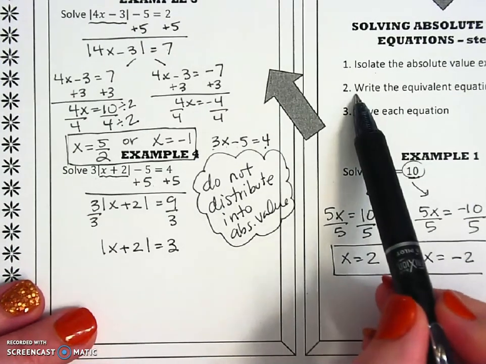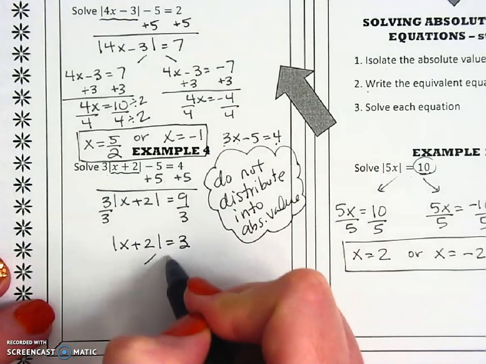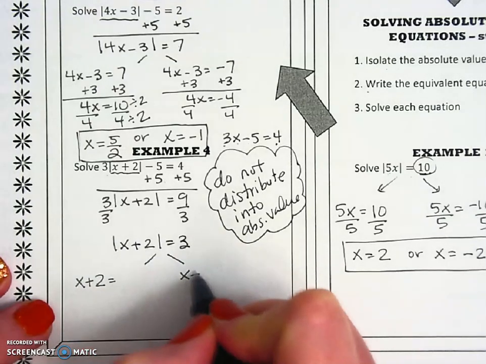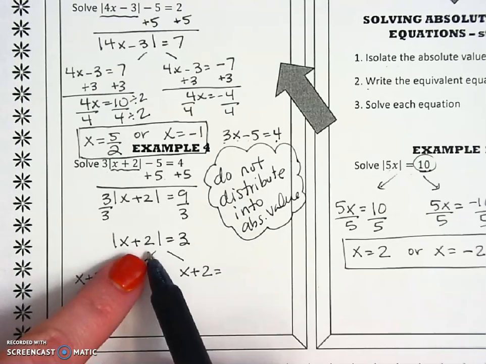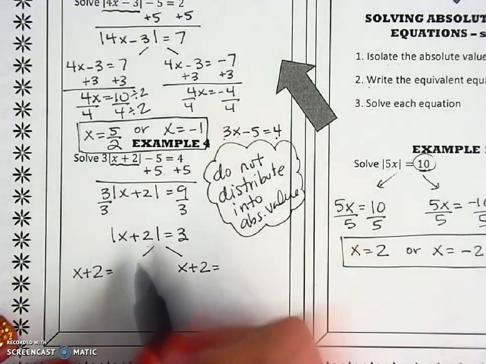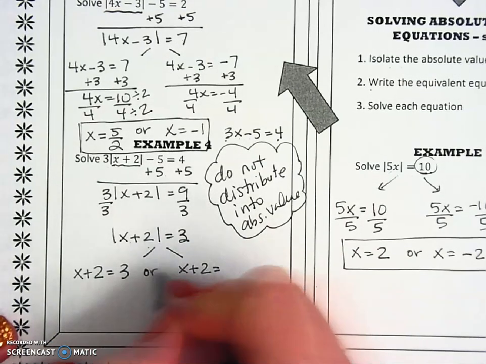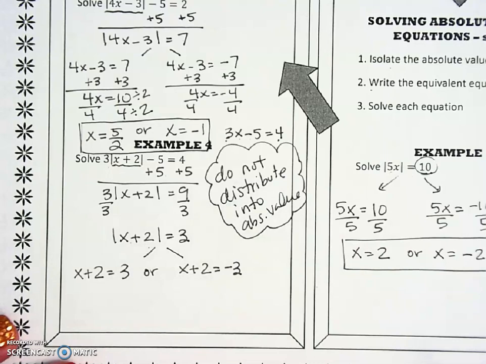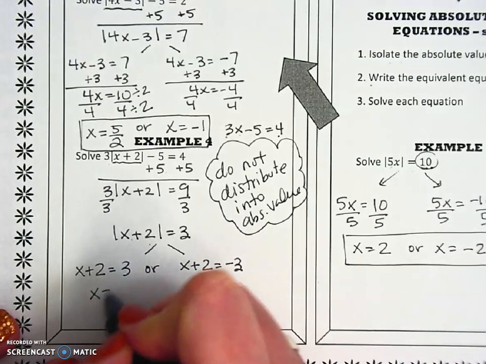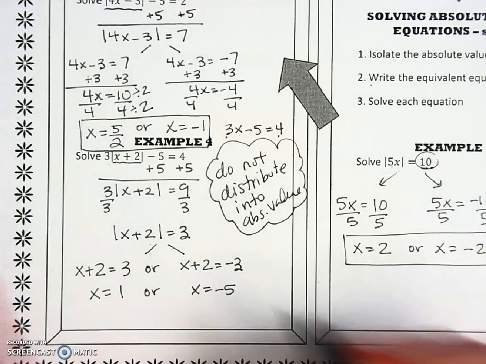Now I go to step 2, write the equivalent equations. So you take the stuff inside, don't change the sign on the stuff inside. You just write it down, x plus 2, x plus 2. That stuff inside can either equal a positive 3 or it can equal negative 3. And now you just solve those equations. You subtract 2 from both sides, and that's going to give me x equals 1 or x equals negative 5.